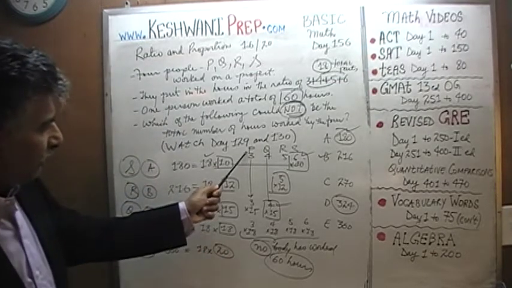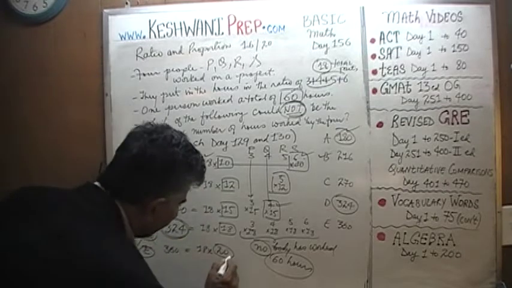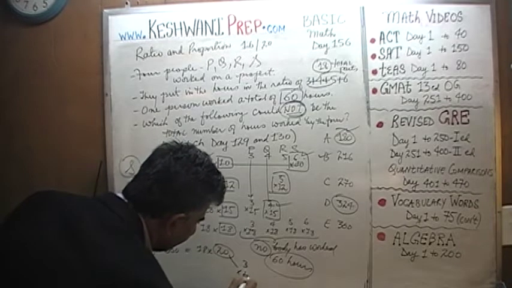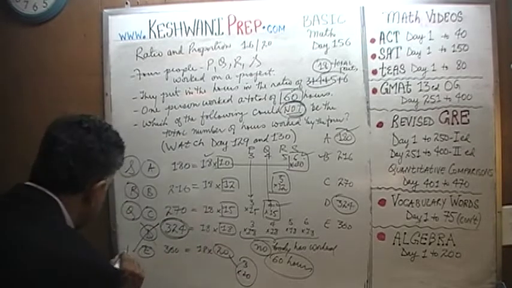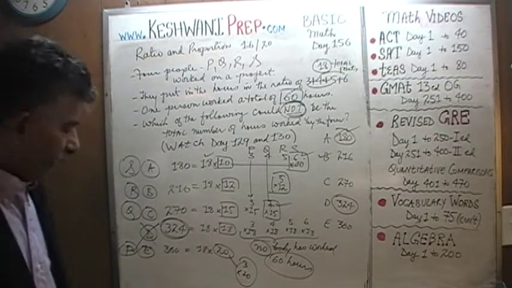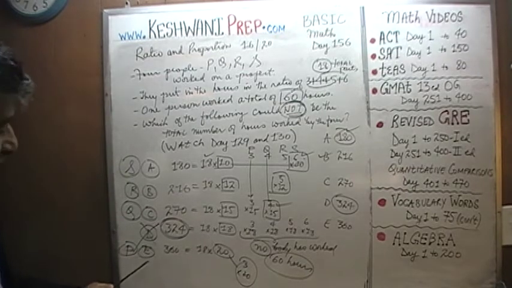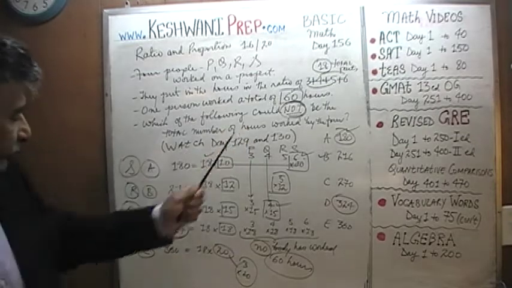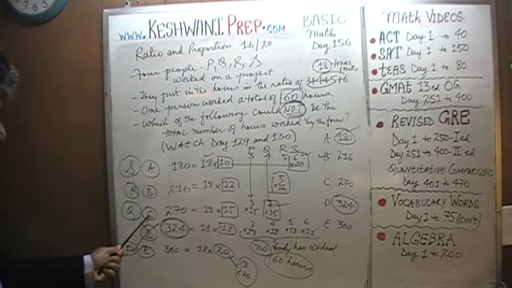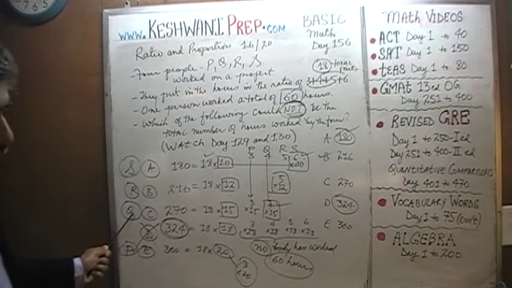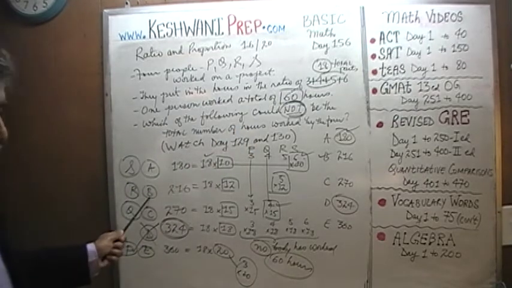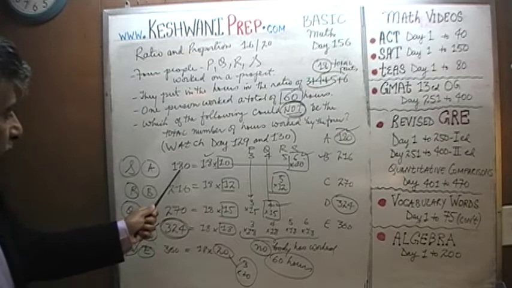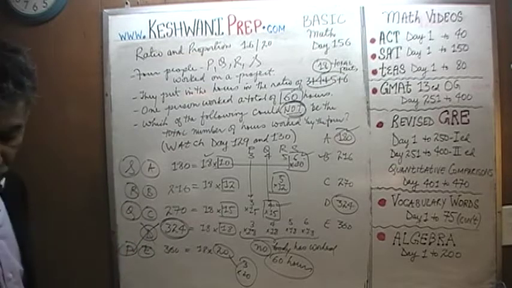In which case it's going to be P, because it's 3 times 20. This one would be 3 times 20, which is person P. So answer choice E is possible. In that scenario, it is P who has worked 60 hours. Answer choice C is possible, in which case it is person Q who has worked 60 hours. B is possible, in which case it is person R who has worked 60 hours. And in answer choice A, S has worked 60 hours.